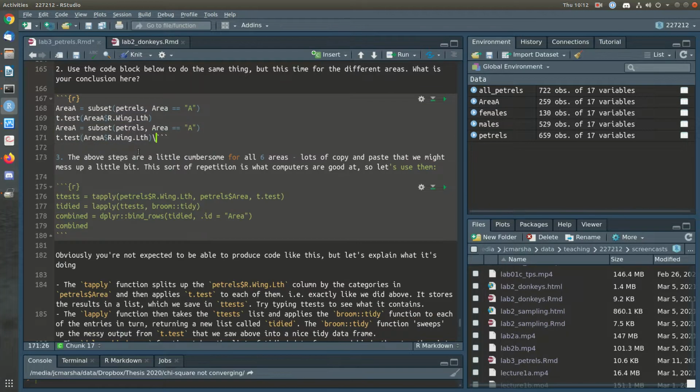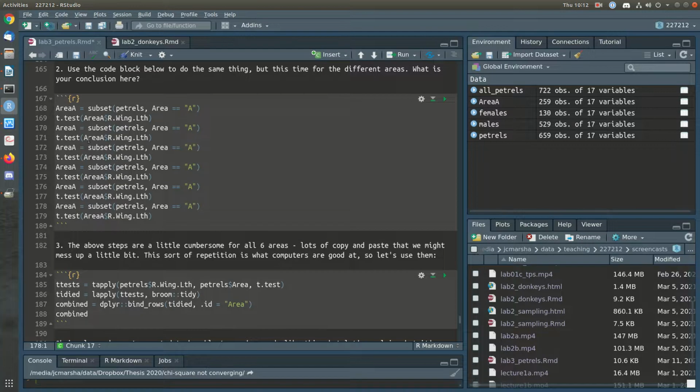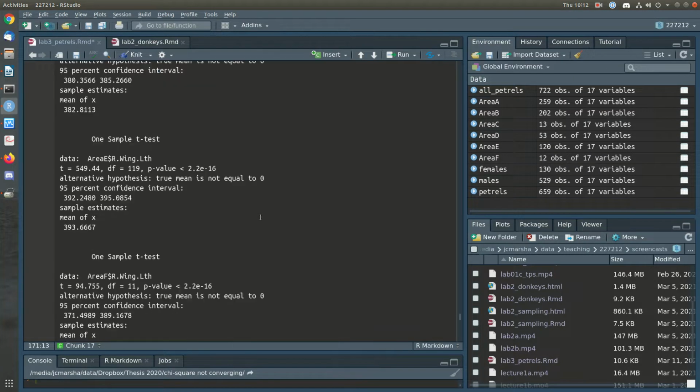And we could copy and paste this for all of the other areas, couldn't we? Right, so we could make a bunch of data sets. So we've got area B, area C, area D, area E, area F. Change the subset conditions to B, C, D, E, and F, and then change the use of those subsets in t.test. Right, and when we run all that, we'll get a bunch of different t-tests.